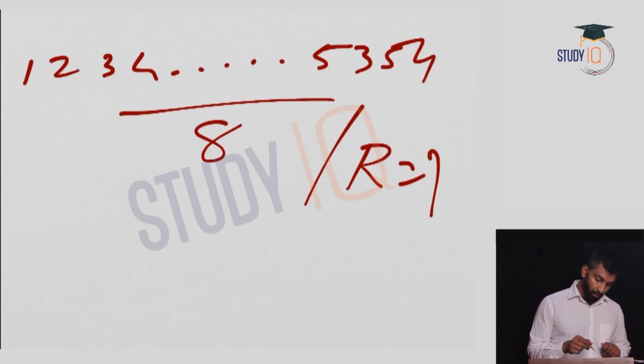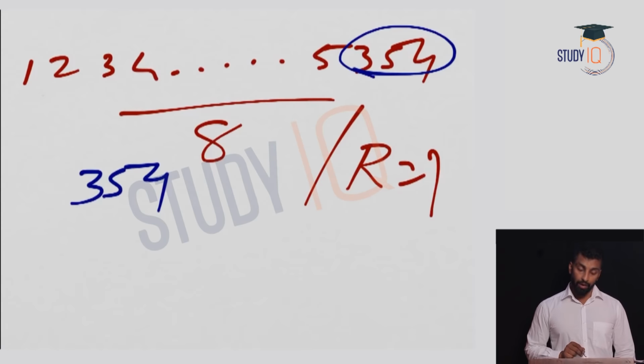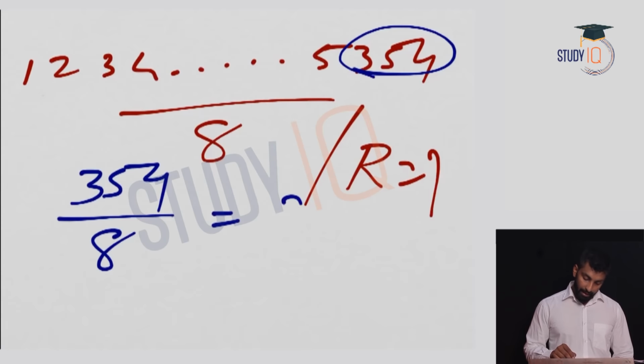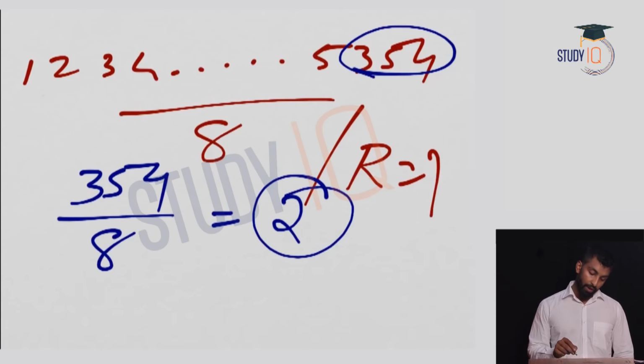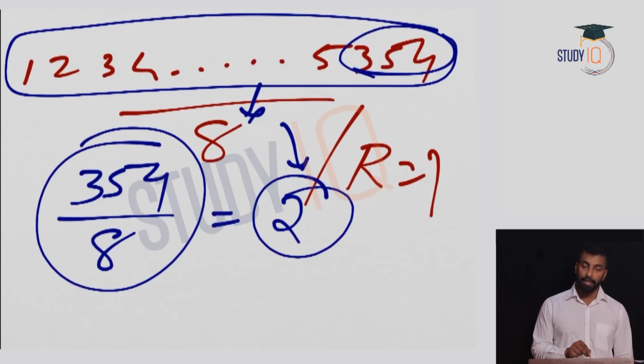So what is the divisibility rule of 8 that we have discussed? Last 3 digits, right? So the remainder also depends on the last 3 digits, right? So here the last 3 digits are 354. Now when you divide 354 by 8, you get remainder as 2. What does this mean? When you divide the bigger number with 8, then also you'll get the remainder as 2, right? So there is no point in dividing the bigger number with 8. You can divide the last 3 digits with 8 and see the remainder.